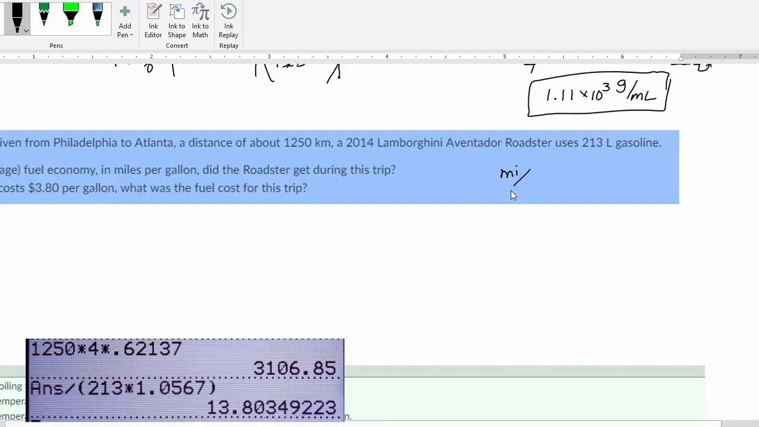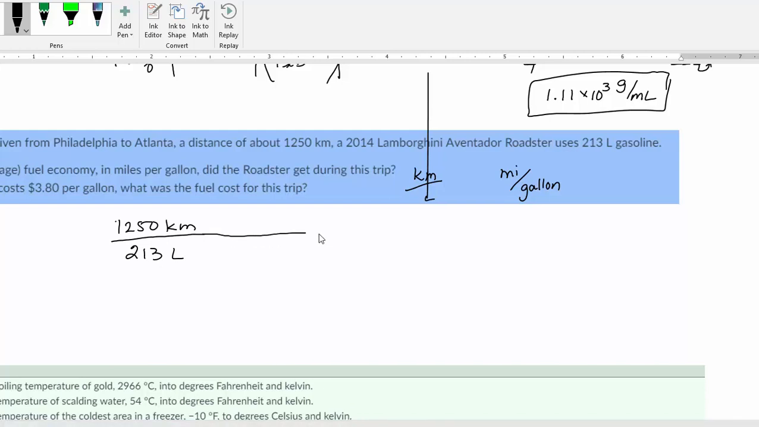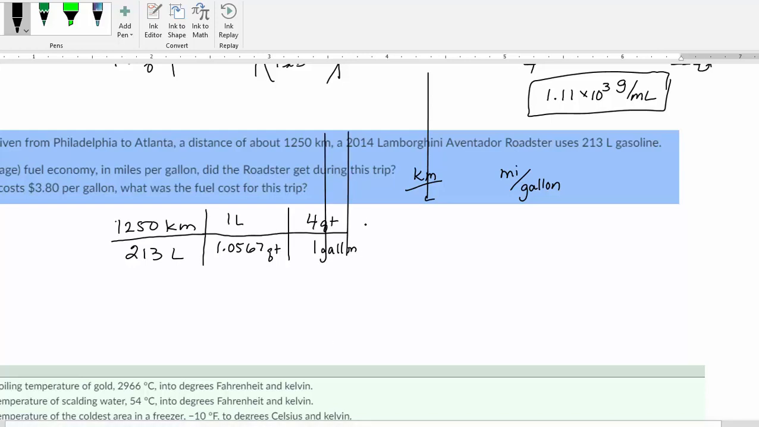What we have are kilometers per liter. So we're going to take our kilometers, 1250, and we're going to take our volume, 213, and we're going to convert them. Now we already know that 1 liter is 1.0567 quarts. We know that from the previous problem. And then a standard conversion, which you may need to look up or refresh, is that there are 4 quarts in 1 gallon. So my liters have canceled, my quarts have canceled, now I have gallons in the denominator. That's what I'm aiming for.